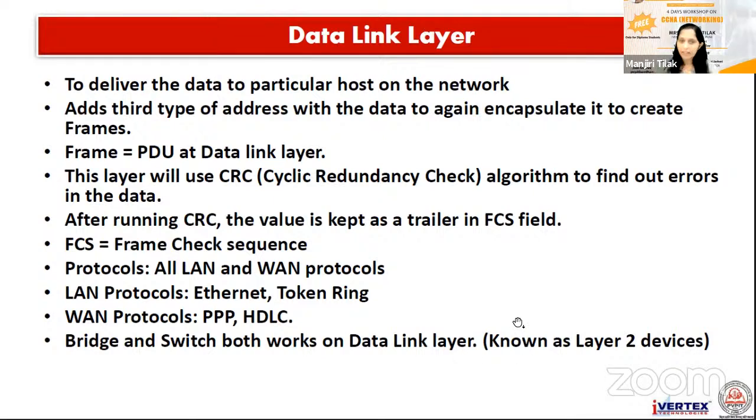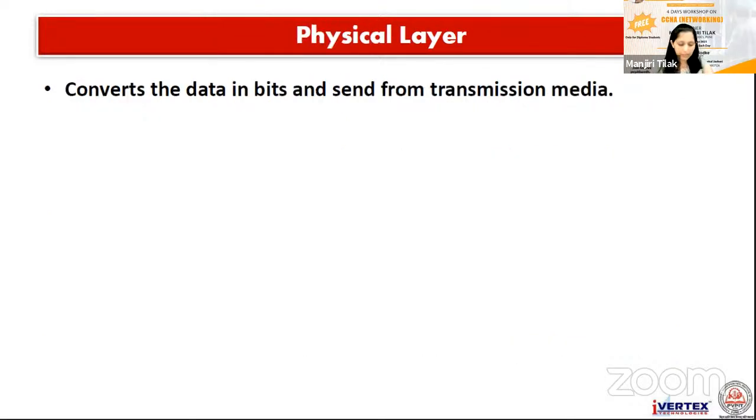And the final layer in the OSI reference model is nothing but physical layer, right? So once all the types of addresses are there in the data, then finally physical layer is going to convert this data into bits and it will be sent from the transmission media. So transmission media either can be wired or it can be wireless, right? So from wired media, you can use either copper or fiber cables, right?